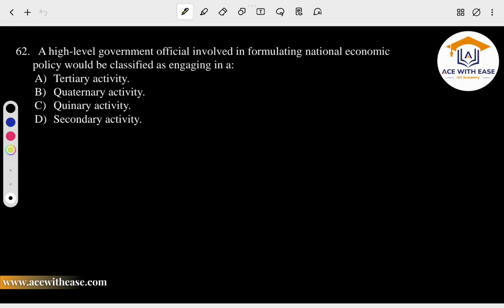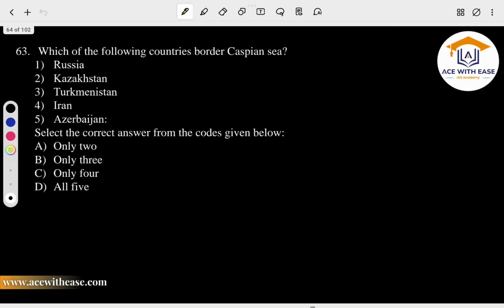62. A high level government official involved in formulating national economic policy would be classified as tertiary activity, quaternary activity, quinary activity or secondary activity. The correct option is C, quinary activity. So in future when you become a UPSC servant, you will also be considered a quinary activity worker.